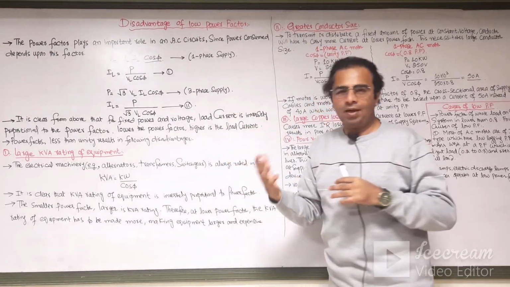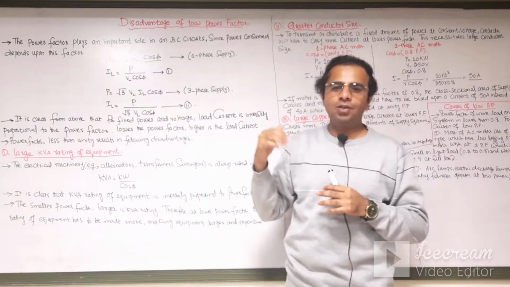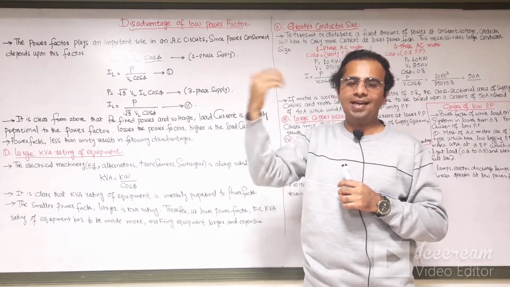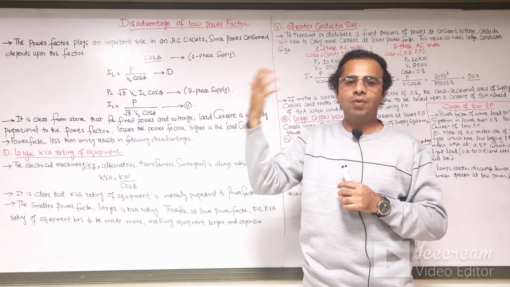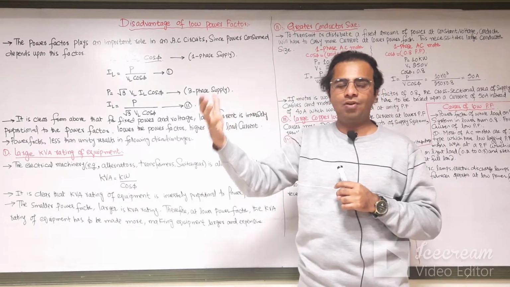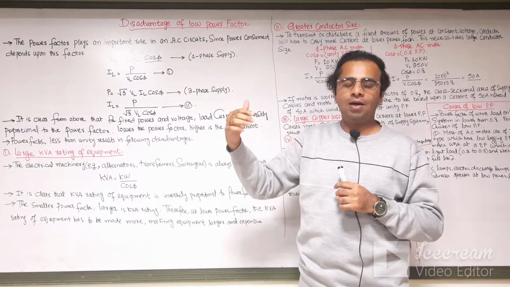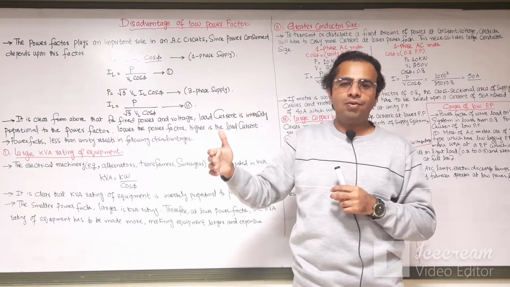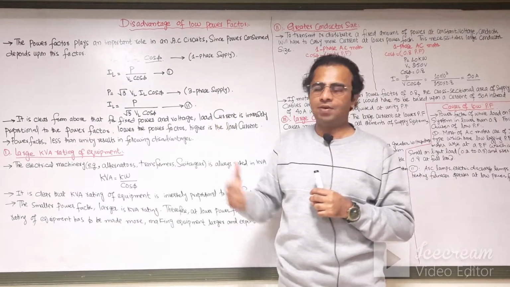So obviously at the lower power factor, if the current is greater, the I square R losses are greater. If the I square R losses are greater, the terminal voltage of the equipment, the electrical machines or the electrical appliances will be low. So it may cause poor efficiency of the electrical appliances or electrical power system.